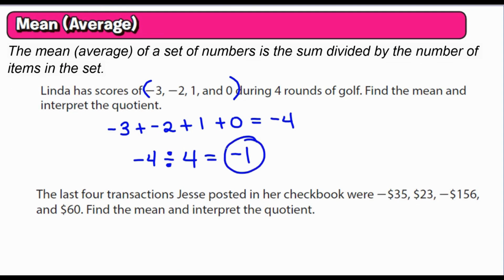So what does that -1 tell us? That's her average score. So it tells us that she had an average score of -1 on the 4 rounds of golf, or 1 under par.